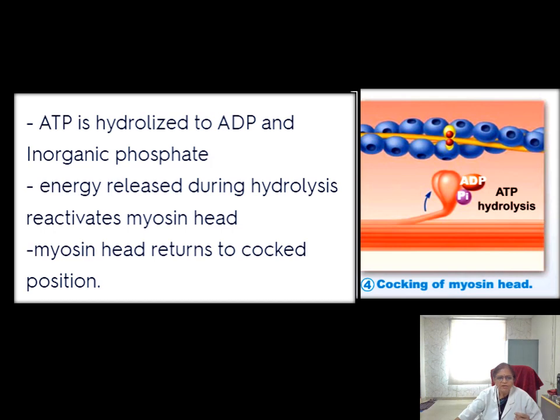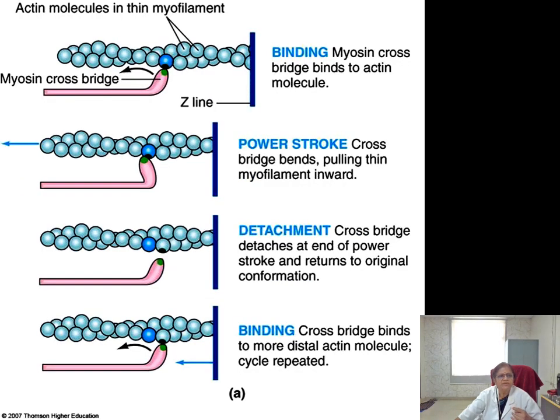And ATP is hydrolyzed to ADP and inorganic phosphate. Energy is released during hydrolysis, which reactivates the myosin head. The myosin head returns to the cocked position, meaning it comes back to its relaxation position again, needing ATP here. So this is one small summary to show you how the cross bridge cycle takes place.